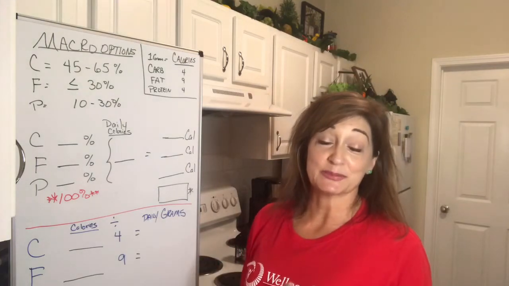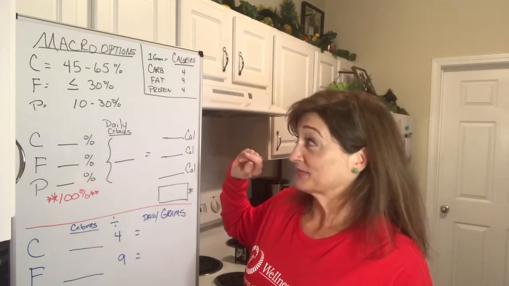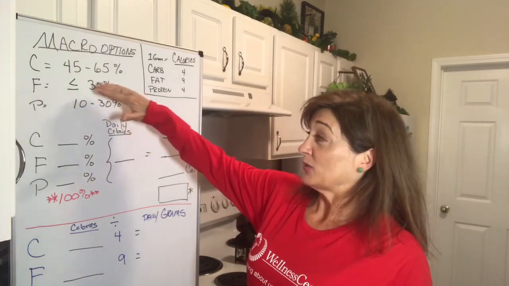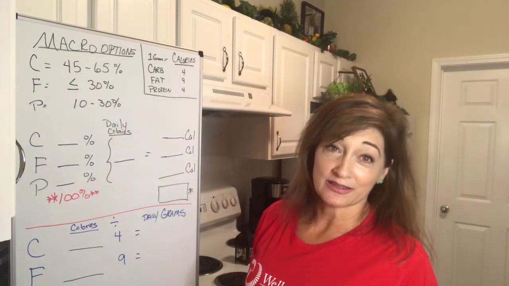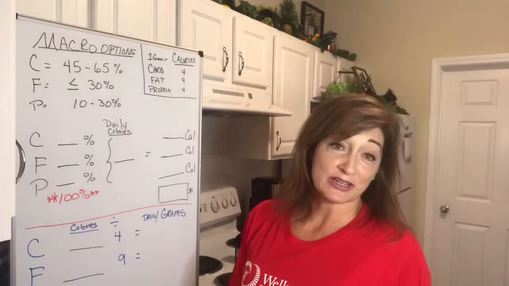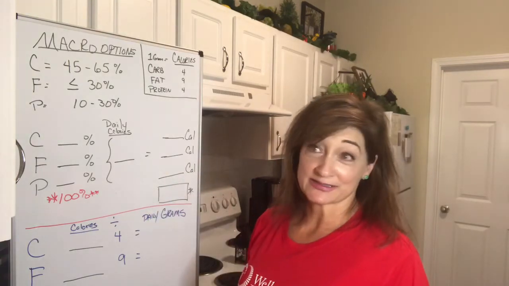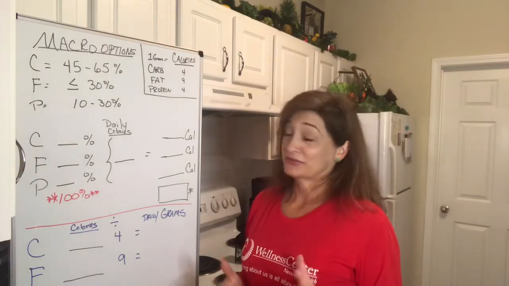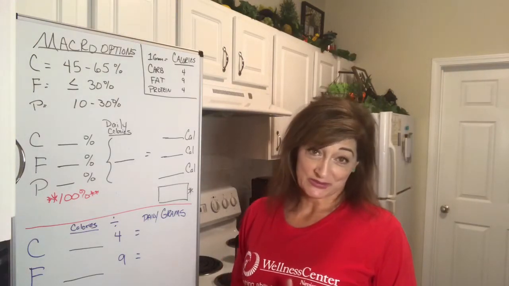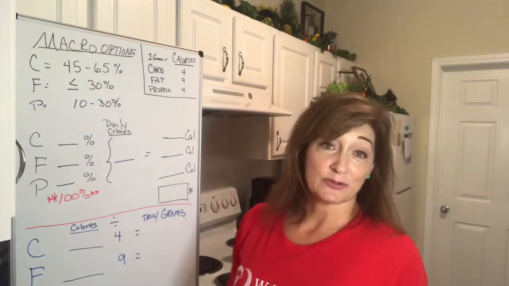So I didn't say it, but your macros are these: your carbs, your fat, and your protein. So what you have to decide next is, it is recommended that you eat between 45 to 65% of your daily calories in carbohydrates. So you have a range there, so you can work with that. For fat, you shouldn't eat more than 30% of your calories every day. And for protein, anywhere from 10 to 30.